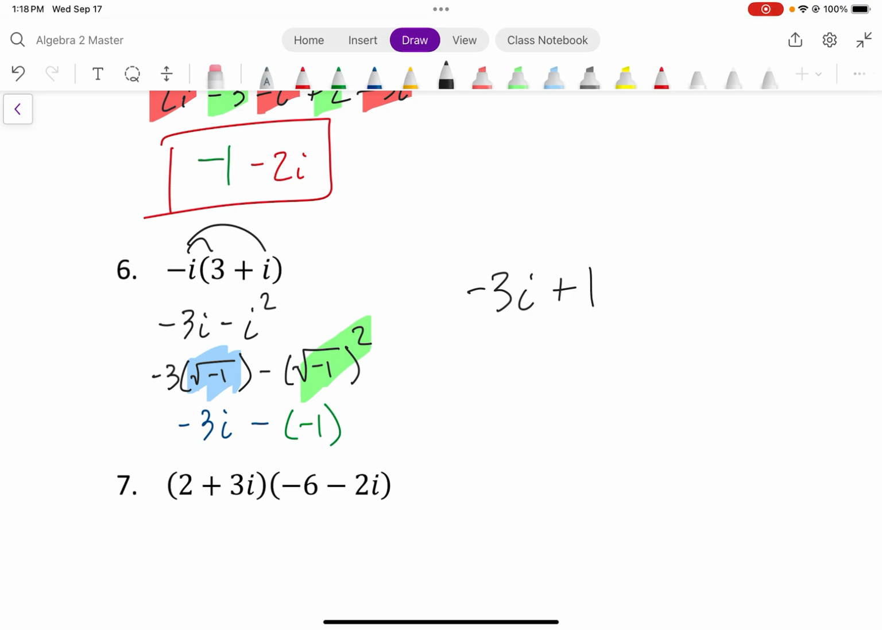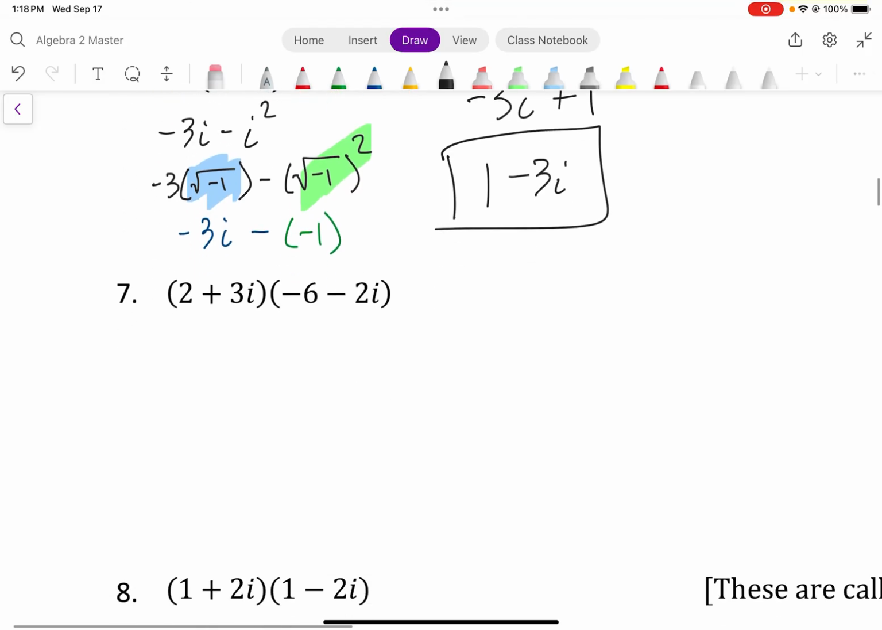This is not in standard form yet. To write it in standard form, I have to put the real number first, which is the 1, a positive 1, and then there was a -3i. That is my answer in standard form. This is a little bit longer to do when there's multiplication, but you're essentially doing the multiplication just as if i was a variable. So similarly in number 7 here, you are just going to FOIL.